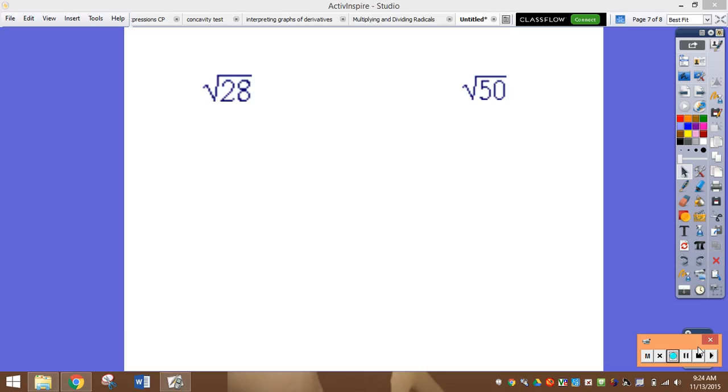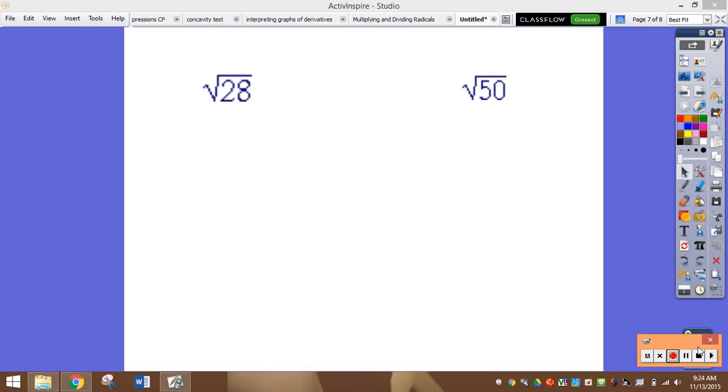So with square roots, you can use two methods. You can use the factoring method that's in my other video for simplifying radicals, or you can use the method where you're looking for perfect square factors.